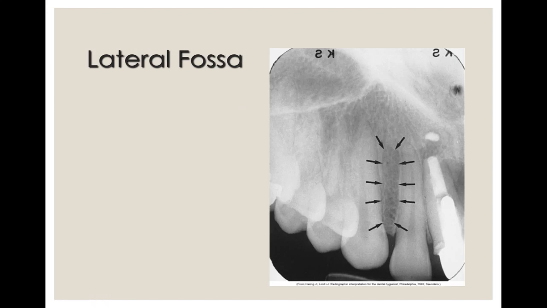Next is the lateral fossa. The lateral fossa is a smooth, depressed area of the maxilla located just inferior and medial to the infraorbital foramen between the canines and lateral incisors. Radiographically, it's going to appear as a radiolucent area between the maxillary canine and the lateral incisors.